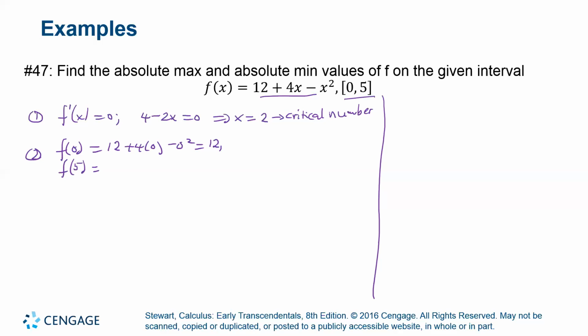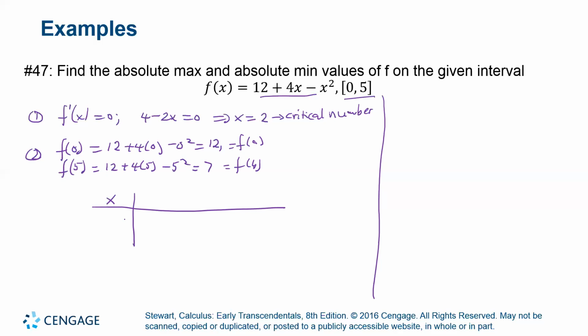Okay, this is your f of a. F of 5 is 12 plus 4 times 5 minus 5 squared. If we evaluate that, we get 7. And this is my f of b. So I'm going to put this in the table so that we can decide. It's easy that way.